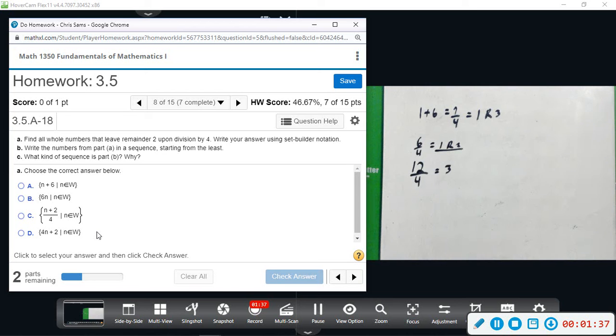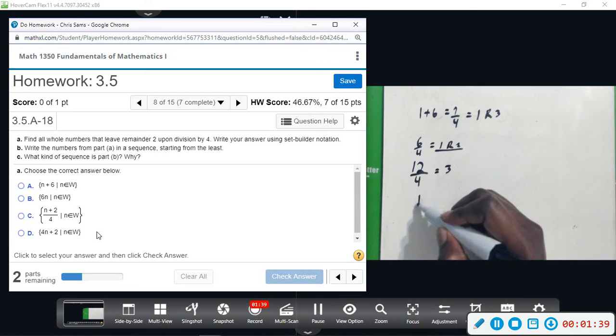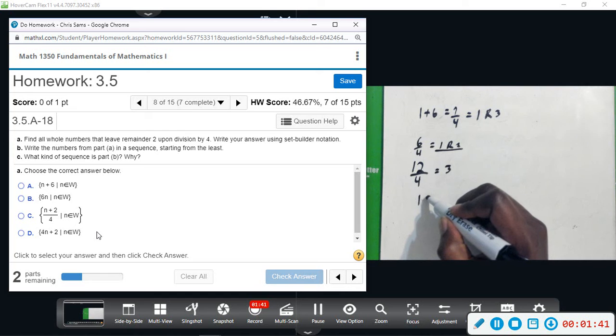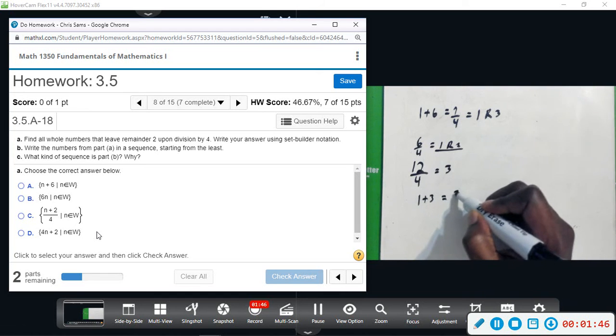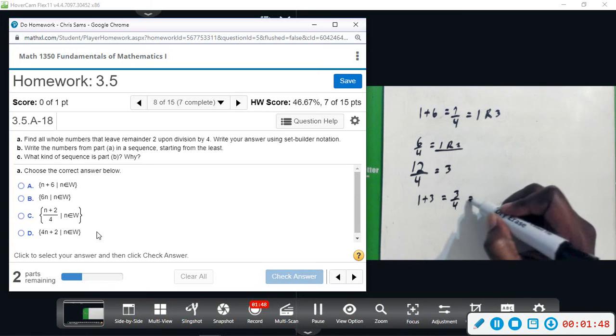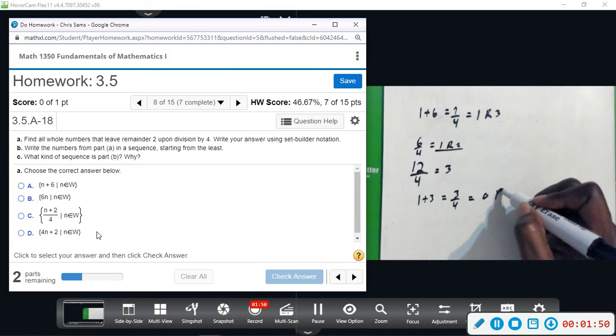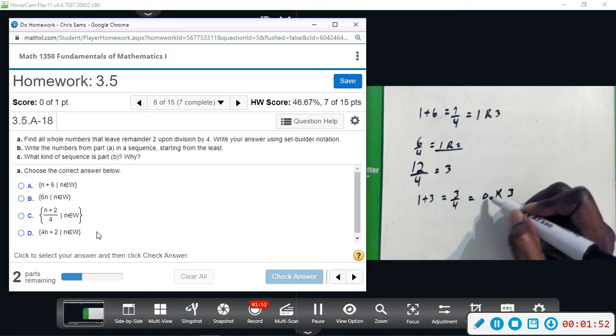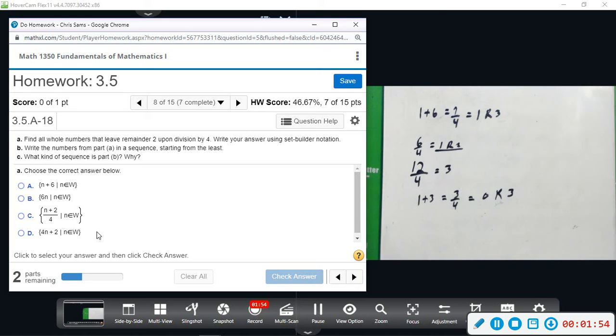Let's try C. So if we did 1 plus 2, that would give us 3. And we do 3 divided by 4. We get 0 with the remainder of 3. So again, that's not a remainder of 2.